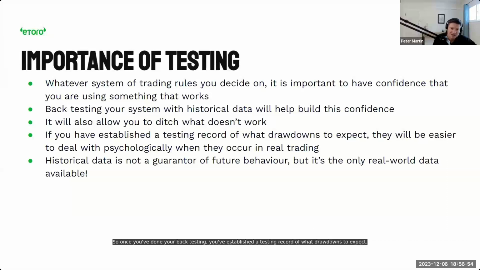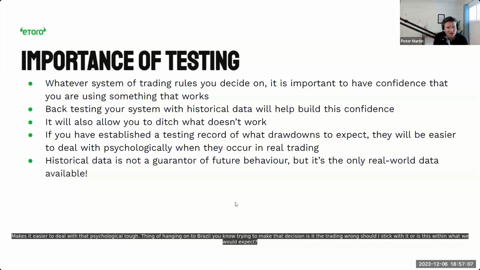So once you've done your back testing, you've established a testing record of what drawdowns to expect, so you can see how deep the losses might be at times. That makes it easier to deal with that psychologically tough thing of hanging on and trying to make that decision. Is the trading wrong? Should I stick with it? Or is this within what we would expect, given the historical record of this trading strategy?